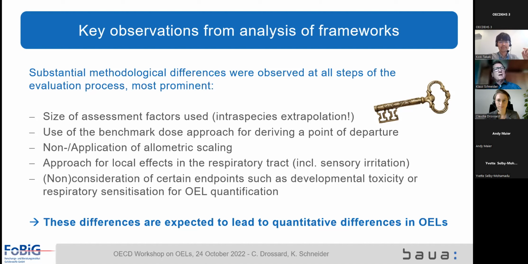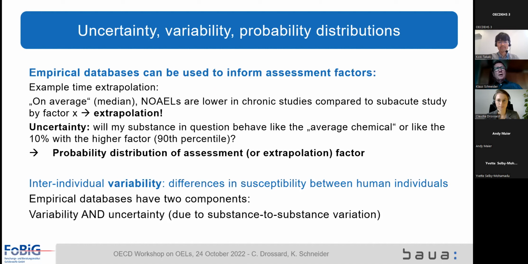So in our reports, we also show some examples for substances which underwent such a derivation process with different numerical outcomes. The second part of the project was to improve the database for extrapolation steps. Before explaining this, I would like to give some explanations on terms used.